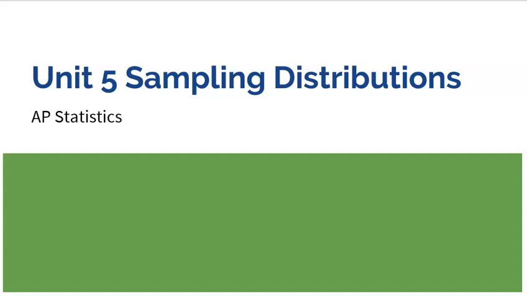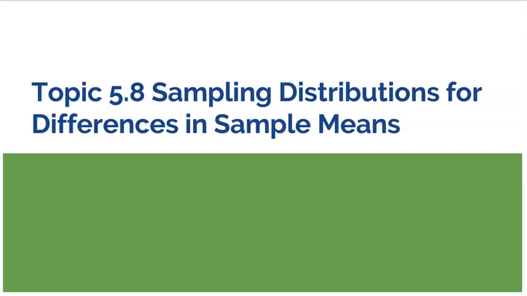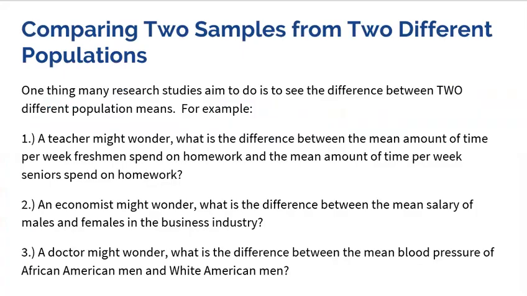Welcome to Unit 5 on sampling distributions for AP Statistics. In this video, we're going to focus on topic 5.8, sampling distributions for differences in sample means. All right, why would we possibly want to compare two samples from two different populations?